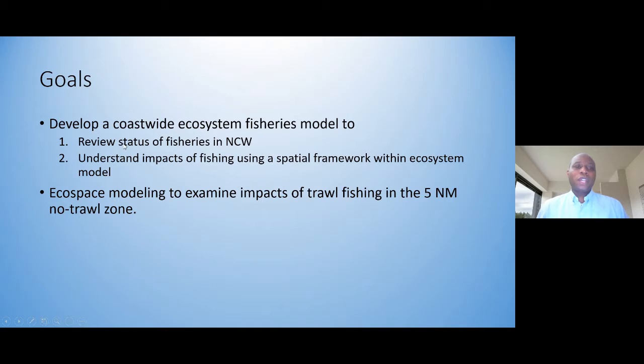So the goals for my research were to develop a coast-wide ecosystem fisheries model, review the status of fisheries in Nigerian coastal waters, and understand impacts of fishing using a spatial framework within an ecosystem model. I used Ecospace to model and examine impact of trawl fishing in the 5 nautical mile no trawl zone designated in Nigerian coastal waters. And this research is important not just for Nigerian coastal waters, but a lot of developing countries have similar fishing arrangements like Nigeria. So lessons learned from this research can be applied beyond the shores of Nigeria. And when researchers in those other systems carry out their research, we could also learn and adapt lessons from their own system to Nigerian coastal waters.